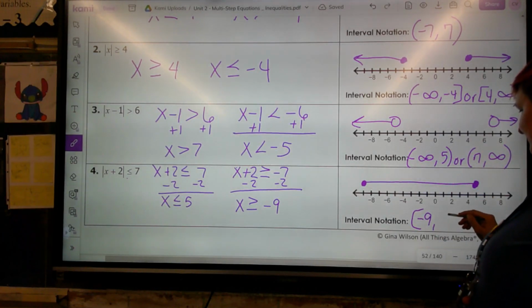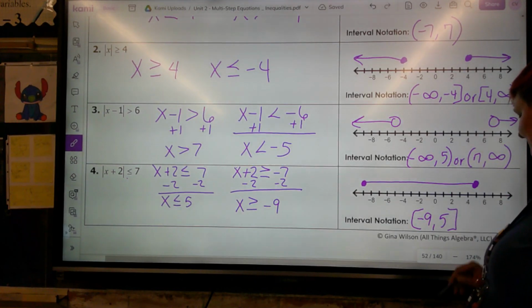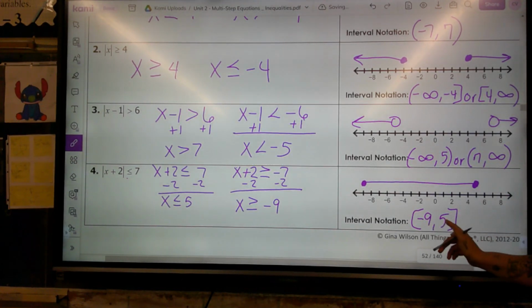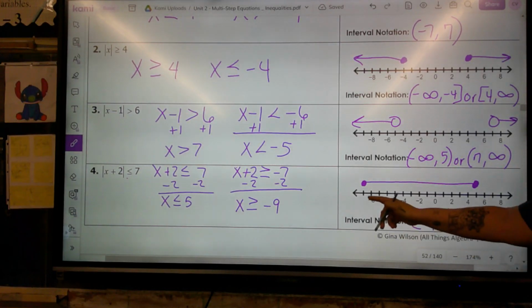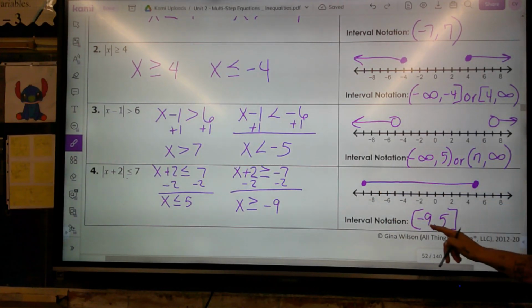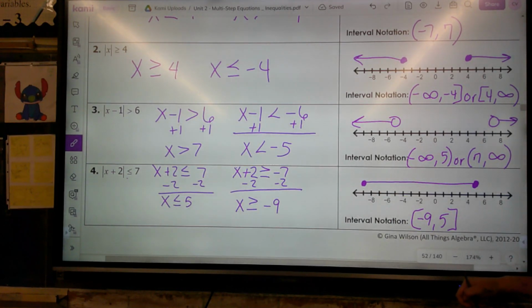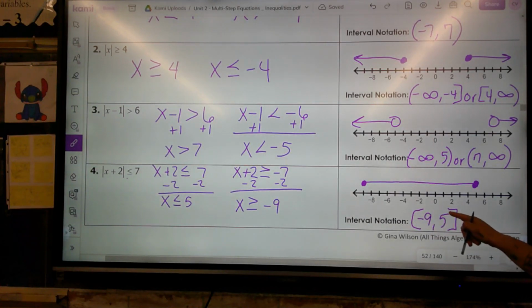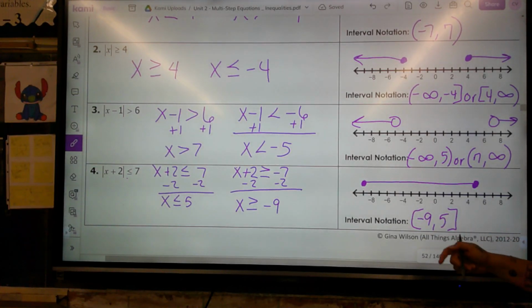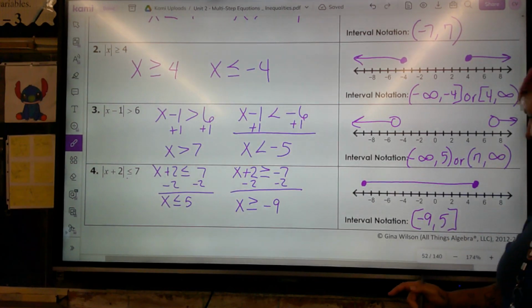negative 9 to 5. I put them in order from lower to higher, negative 9, 5. Because that's how a number line works. It just makes sense to do it that way.